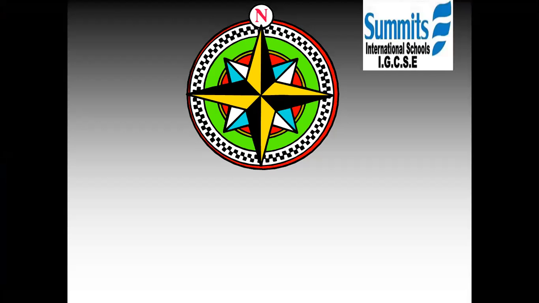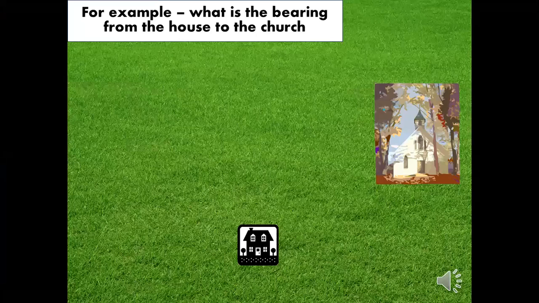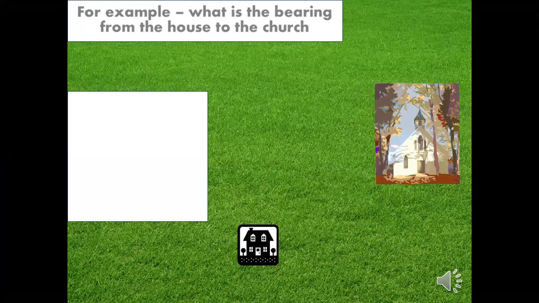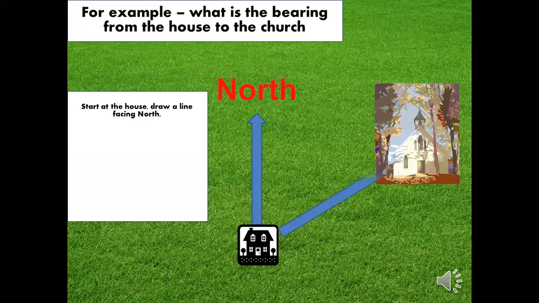Okay, our lesson today is bearing. Let's take an example to understand what bearing means. For example, what is the bearing from the house to the church? To know the bearing from the house to the church, I start from the house and I draw a line pointing to the north. After that, I will draw a line from the house to the church.